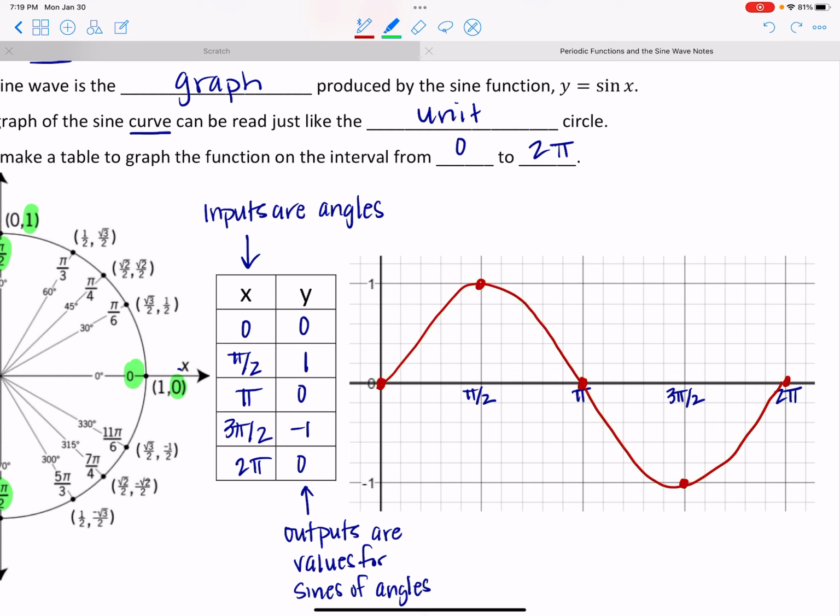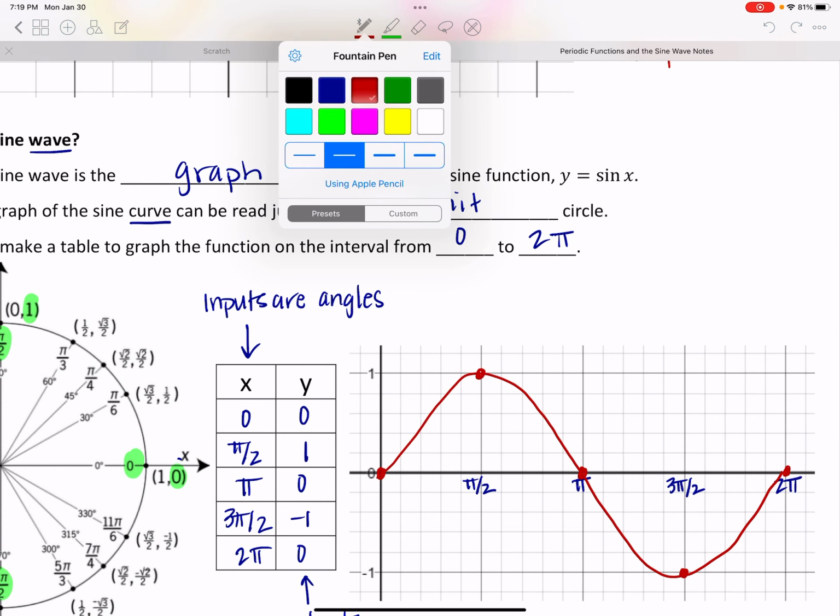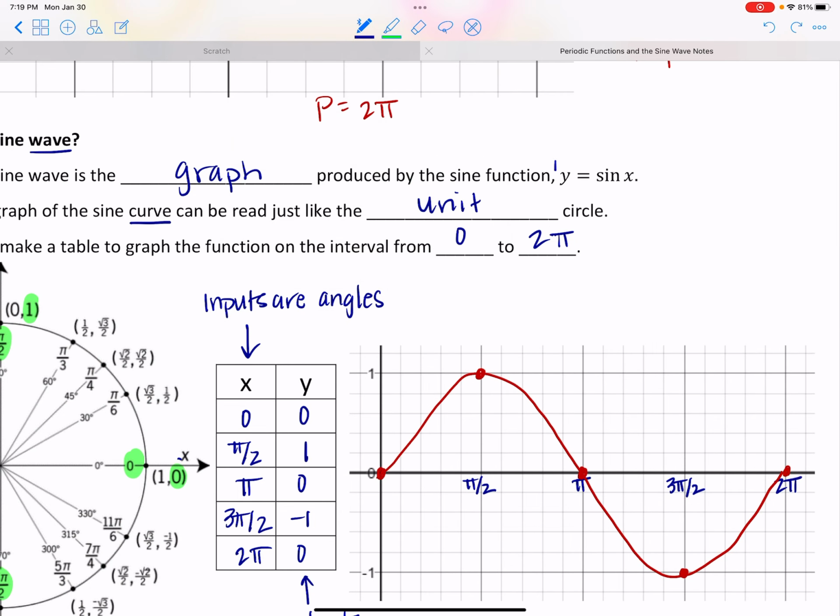So this is what our sine wave, our sine curve looks like. This is the graph for y equals the sine of x. And that is what we call the parent form of our graph. So this is the parent form. And maybe that sounds familiar from your college algebra class.